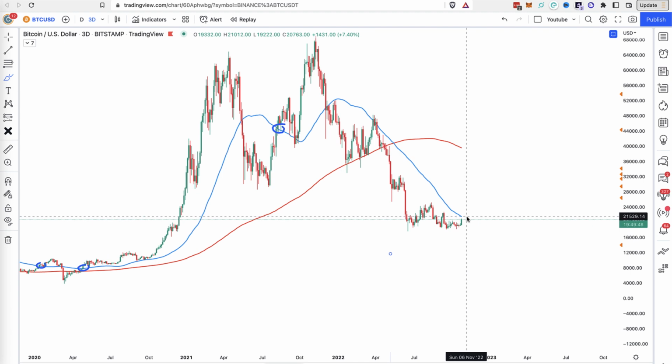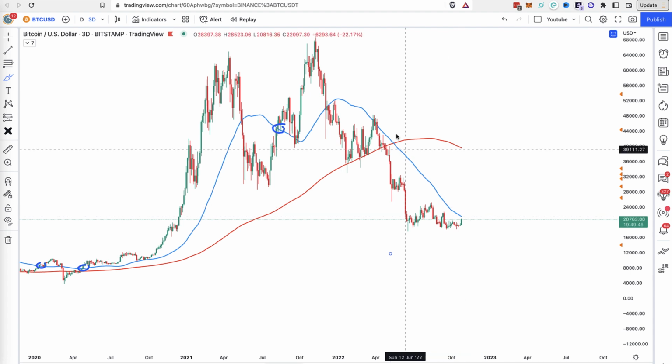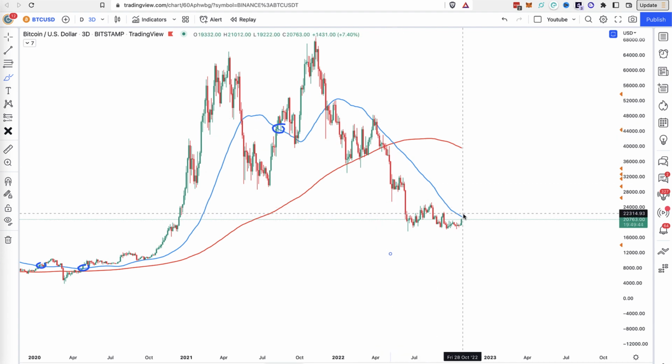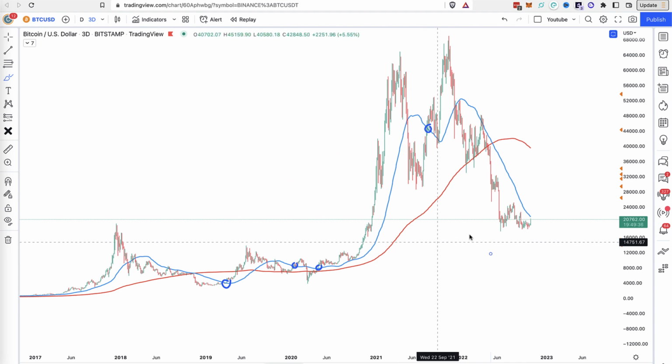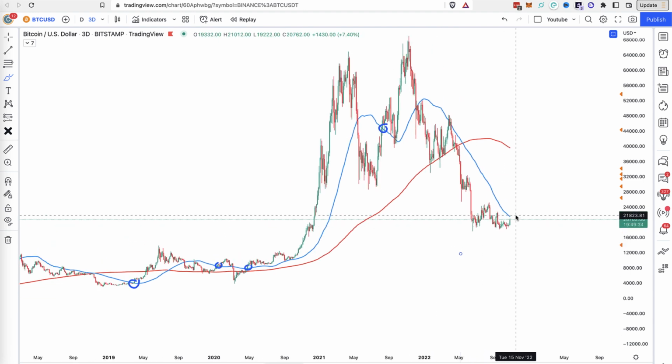And as you can see, this is currently about 21,500. We can get a little bit of a fake out. Maybe we go to 22 or 22,500, somewhere there. If we do that and we get rejected, I think the downside is probably going to be somewhere in the mid to low teens. But if we can reclaim it, we're looking at potentially 25, 28,000, maybe even upwards of 30,000 if it can reclaim that. So that is the bear and bull scenario.